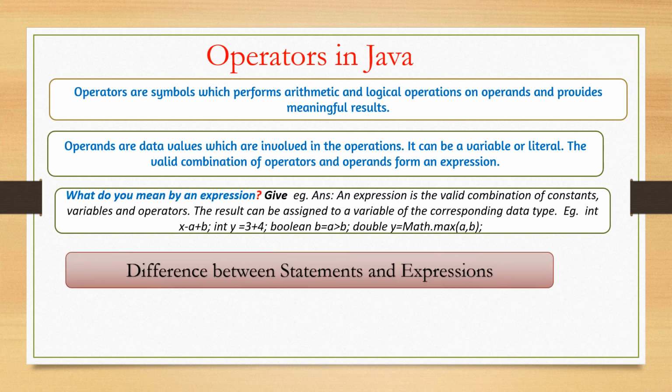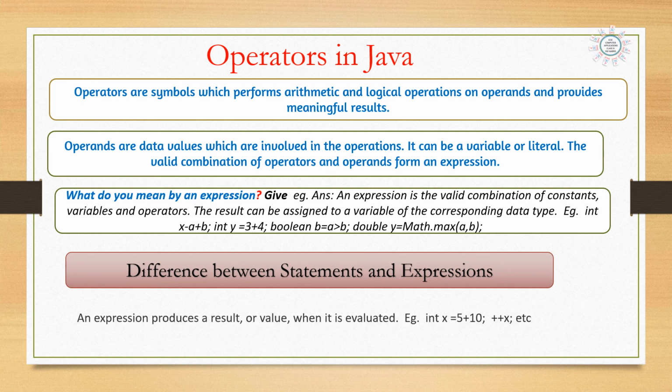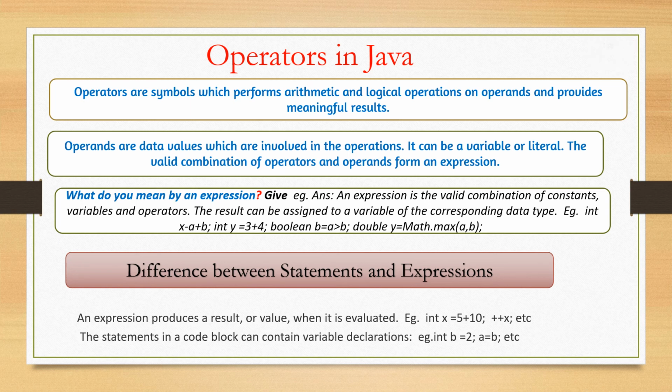Then the next question is the difference between statements and expression. Here, an expression produces a result. For example, if we are saying boolean b = a > b, the answer will be either true or false. And double y = Math.max(a, b); the answer will come in the variable y. And a statement is a code block that can contain variable declaration, even printing statements, for example, System.out.println, we can print it, and int b = 2, we can store the value. So statements contain the variable declaration, printing statements, etc. And all expressions will produce a result.